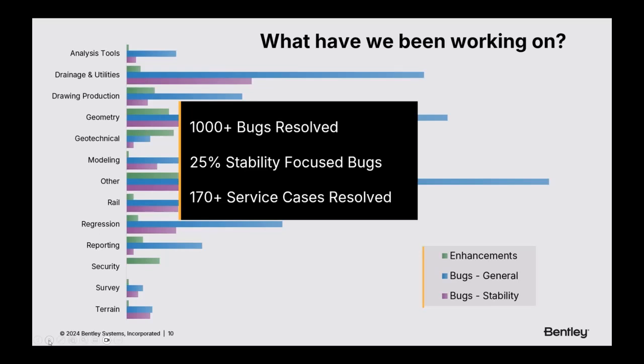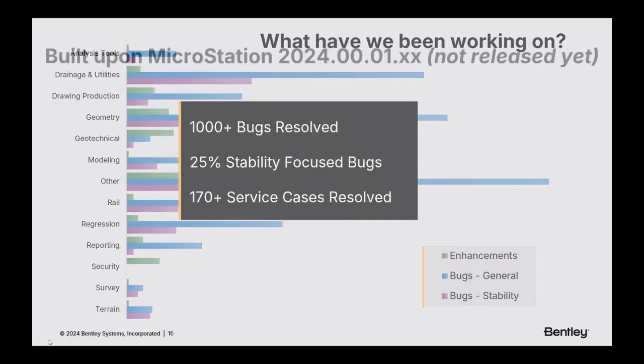This also ties directly back to those service cases that you filed, where something wasn't working the way you needed it to, or wasn't working at all. Maybe something was incorrect in there. There's over 170 direct service cases that will be resolved once this release ships. So those are some of the major areas we've been working on.